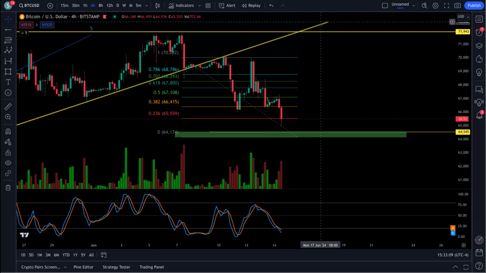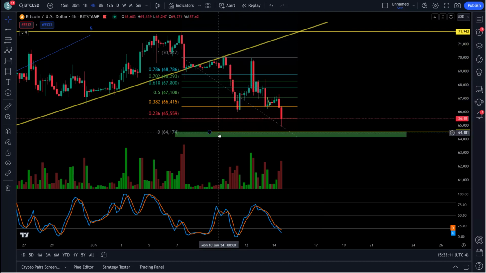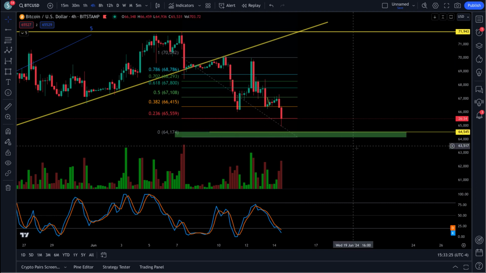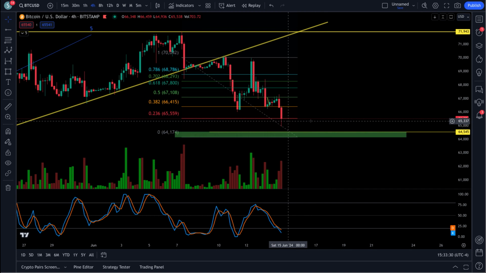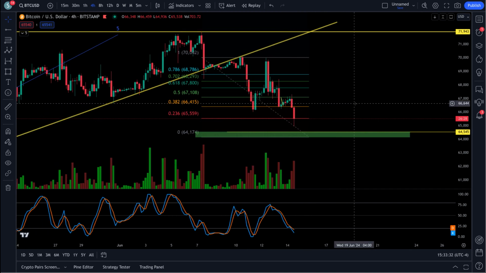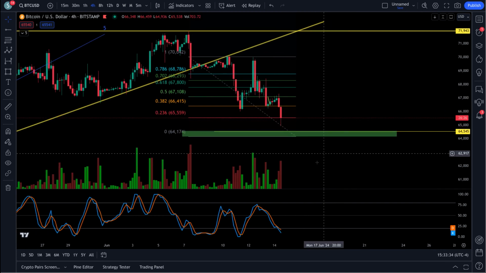All right, so we'll be looking for a bottom anywhere between 64.5 to roughly 64.1. Anywhere right in that range, the 64.5 to 64,000 bucks, right down in there. That's where we'll be looking for this wave 5 to finish up down here. Then this thing should be starting back on towards the upside.